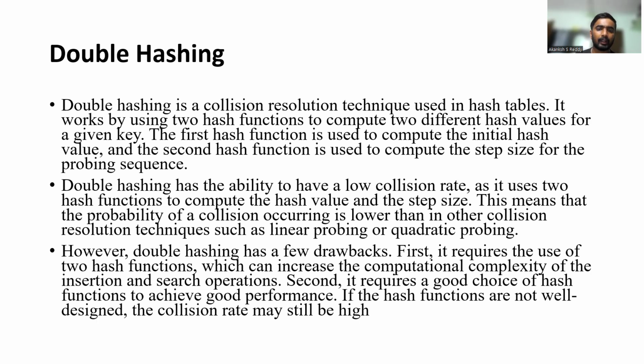However, double hashing has a few drawbacks. First, it requires the use of two hash functions, which can increase the computational complexity of the insertion and search operations. Second, it requires a good choice of hash functions to achieve good performance. If the hash functions are not well designed, then the collision rate may still be high.